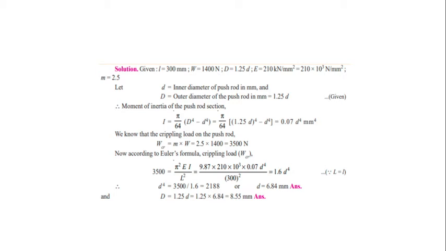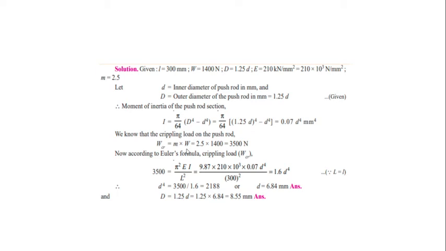Then we are going to find the capital D as well as the small d. Capital D is the outer diameter of the push rod and small d is the inner diameter of the push rod. For that, initially we need to find the moment of inertia of the push rod, given by I equal to pi by 64 into capital D power 4 minus small d power 4. This is the formula for finding moment of inertia. We derived this formula from the torsion equation, T by J equal to C theta by L equal to Fs by R. From that we derived this formula of I.